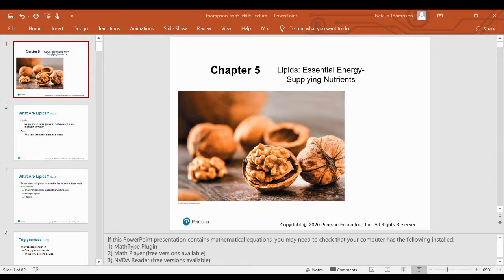We use cholesterol to make hormones. Our reproductive hormones are cholesterol-based. Vitamin D is cholesterol-based. And bile, some of the components in bile are also cholesterol-based. So sterols are really interesting, I think. So let's take a look at the chemical depiction.